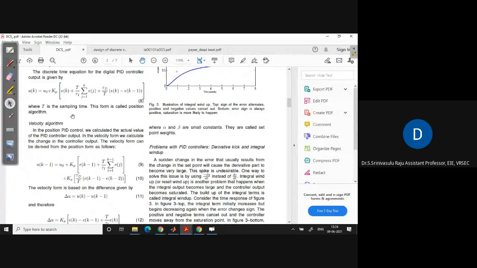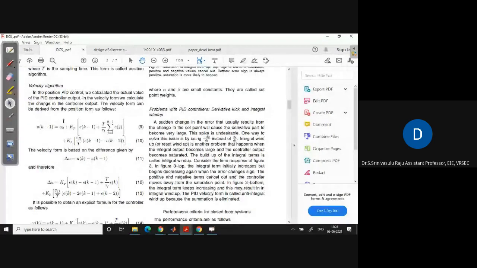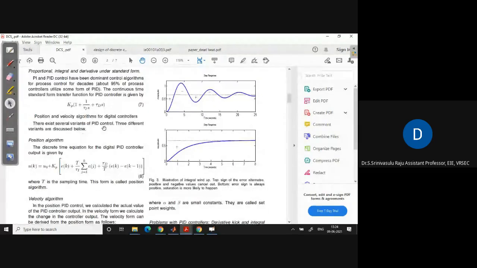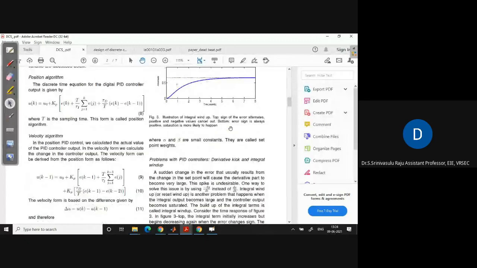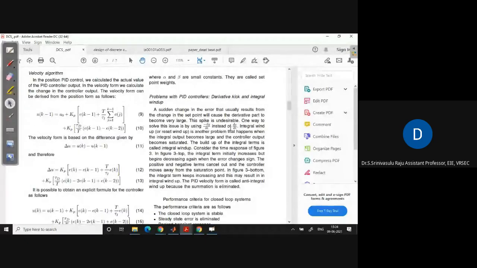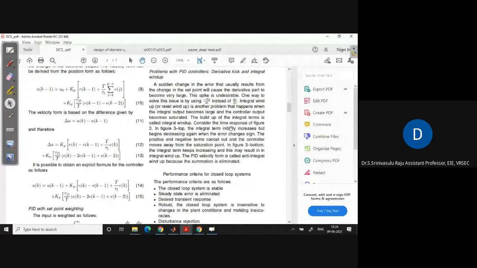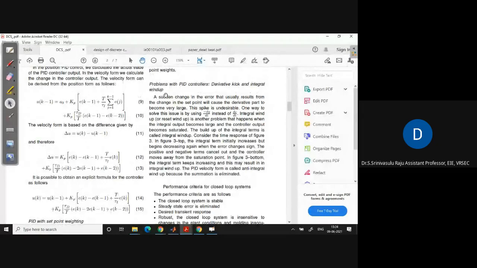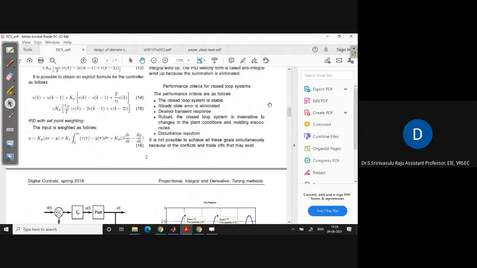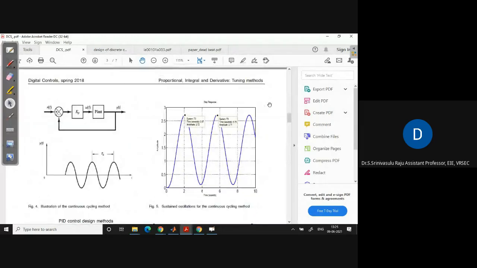We have studied two algorithms, velocity and position PID. So for the velocity algorithm, they show how the controller response u of k minus 1 is calculated, because you need to perform everything in simulation. This is the response of the system with respect to the step input. And what problems occurred during the implementation? Derivative kick and integral windup. We have studied this also: derivative kick and integral windup. These are the problems that occurred for the position PID algorithm.